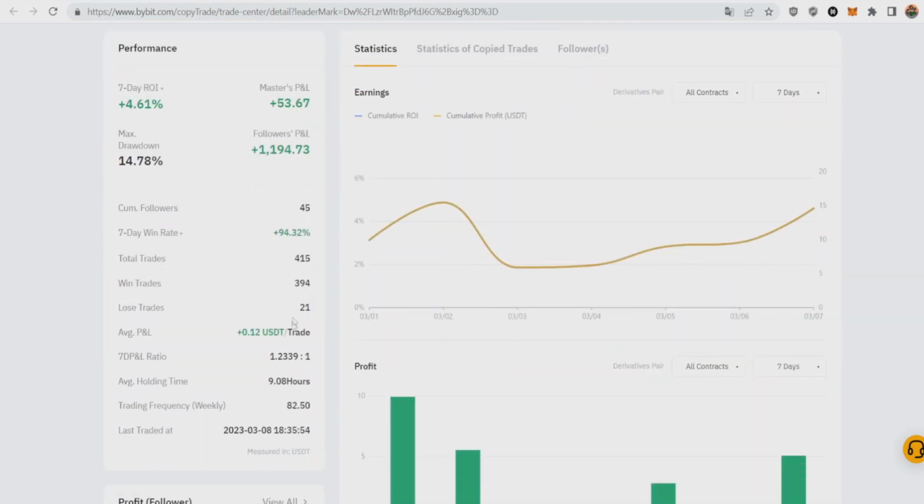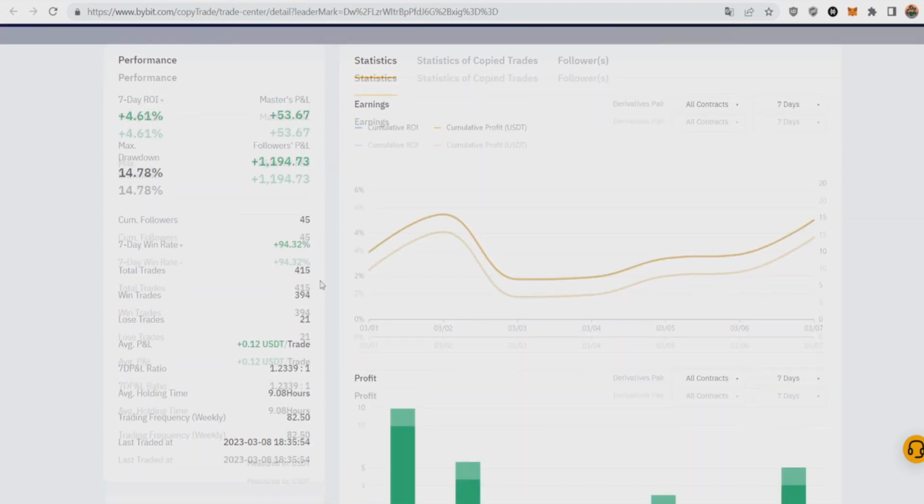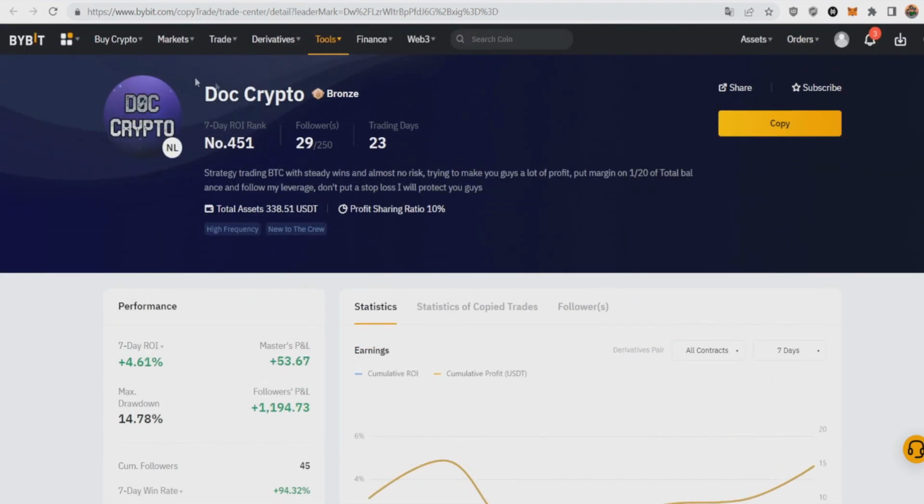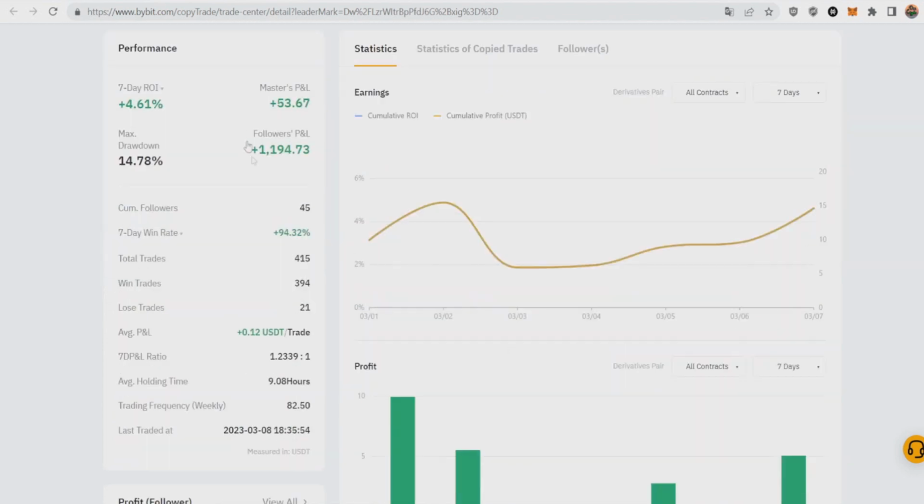Then you want to see the win rate, at least 90%, and you want them to have at least 300 trades in profit. So don't join someone who only did 20 trades. It's risky, they just got lucky, they can eliminate or execute all your profit. So as you can see, 394 wins out of 415 trades, so a 94% win rate, high win rate, a lot of trades. Really good. So Doc Crypto with an O is looking very good right now.